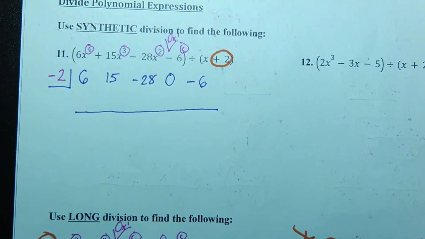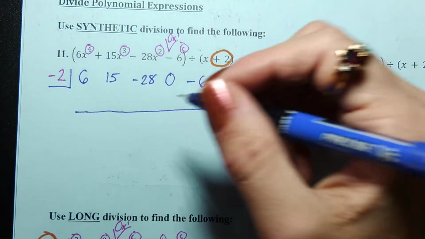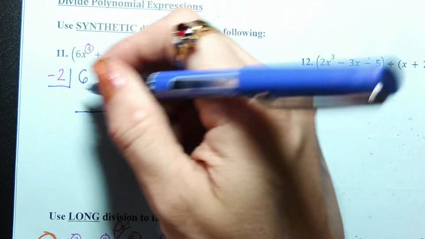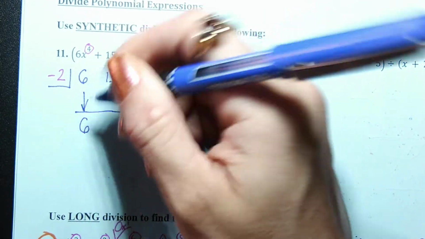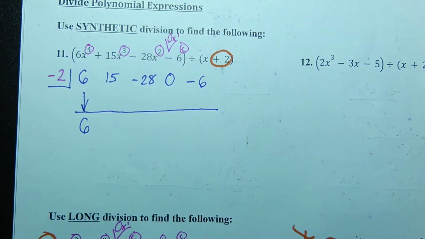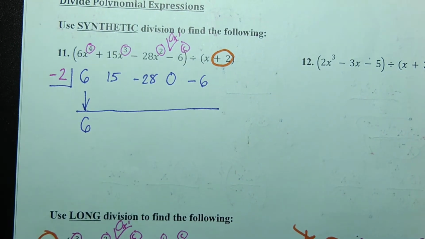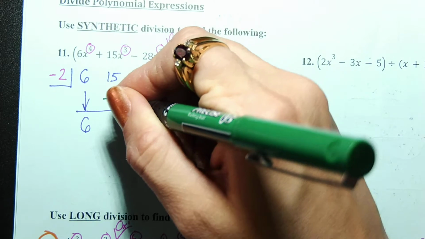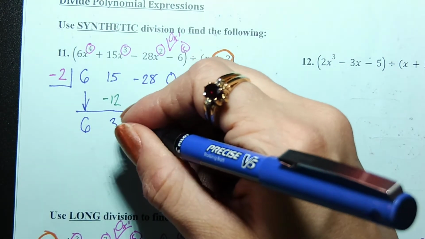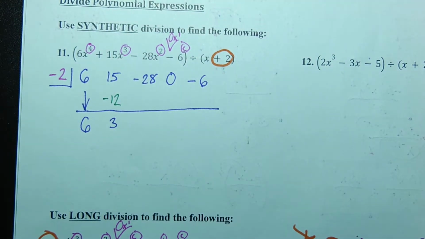Tell me what we do first. Bring down the 6. So that's that first step that sometimes throws people off. We always bring down that first digit. Then 6 times the box is negative 12. We add straight down, and we get 3. Using your calculators, I want you to see if you can finish this one. Your remainder is a number between 0 and negative 200.